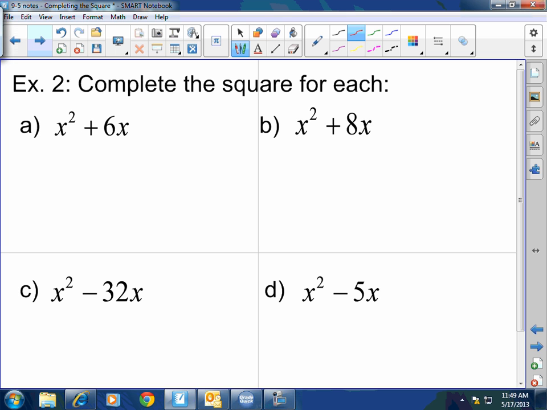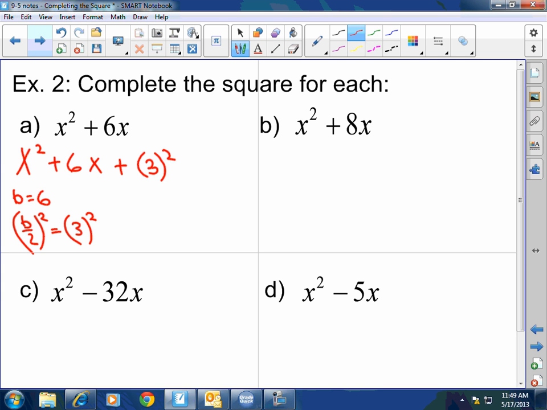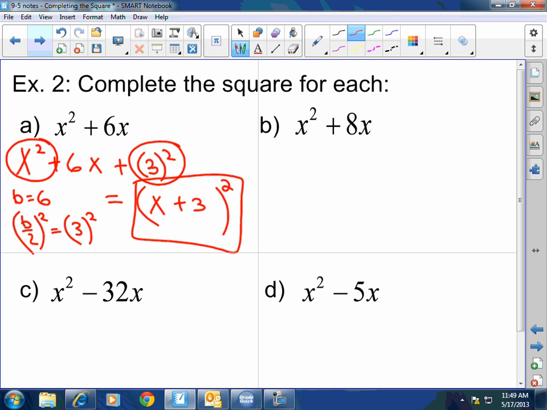Okay. So I've got x squared plus 6x. What's my b? 6, not x, just 6. B is the coefficient, not the x. What is b over 2 squared going to look like? 3 squared. So I add b over 2 squared. And what does this factor out to be? What's the square root of the first term? And the square root of the second term? X plus 3 squared. You're done, guys.